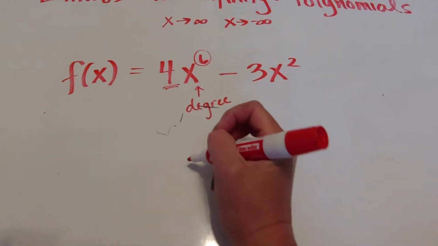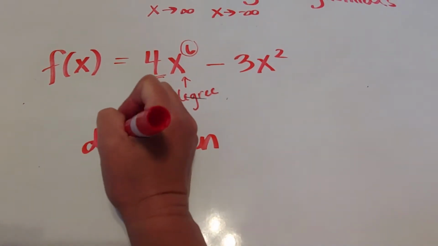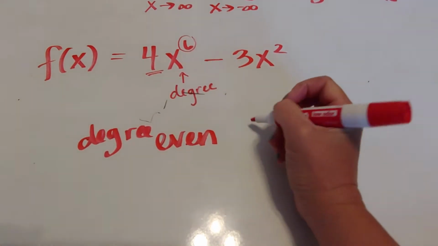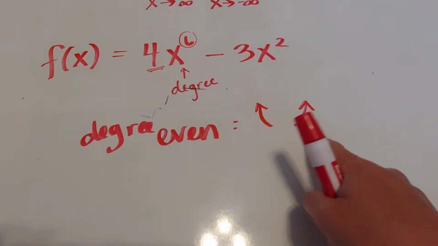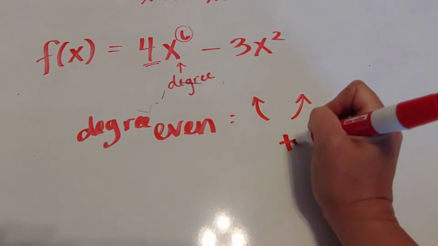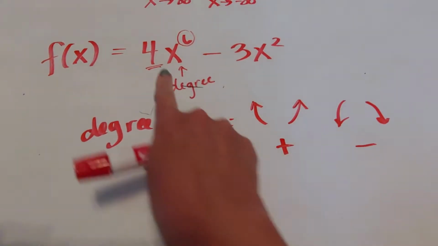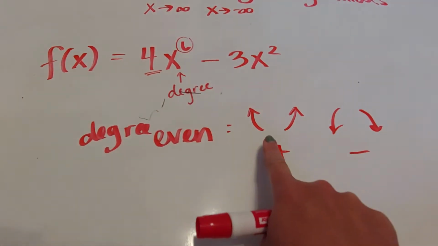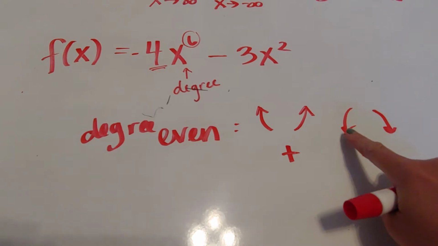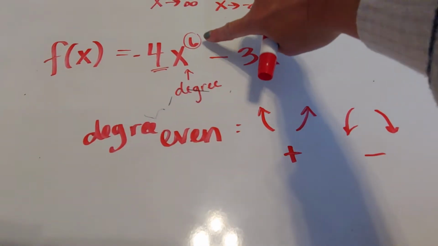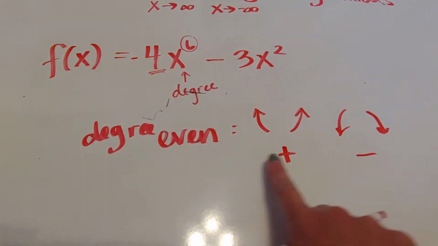So if I have an even power, so if the degree is even, then what will happen is that it will have end behavior on the ends that is up, up. Now, this is if the leading coefficient is positive. If the leading coefficient is negative, then it's going to go down, down. So, because this is a positive 4x to the 6th, it's going to go up, up. However, if I wrote that as a negative 4x to the 6th, then it would go down, down. Okay, so what we decide is based on the degree if it's even, and the leading coefficient if it's positive or negative. This is our rule.